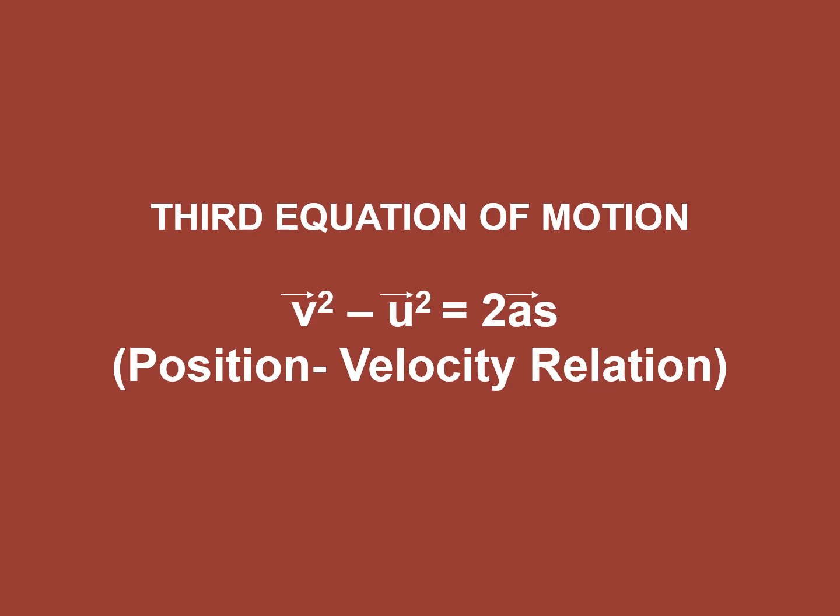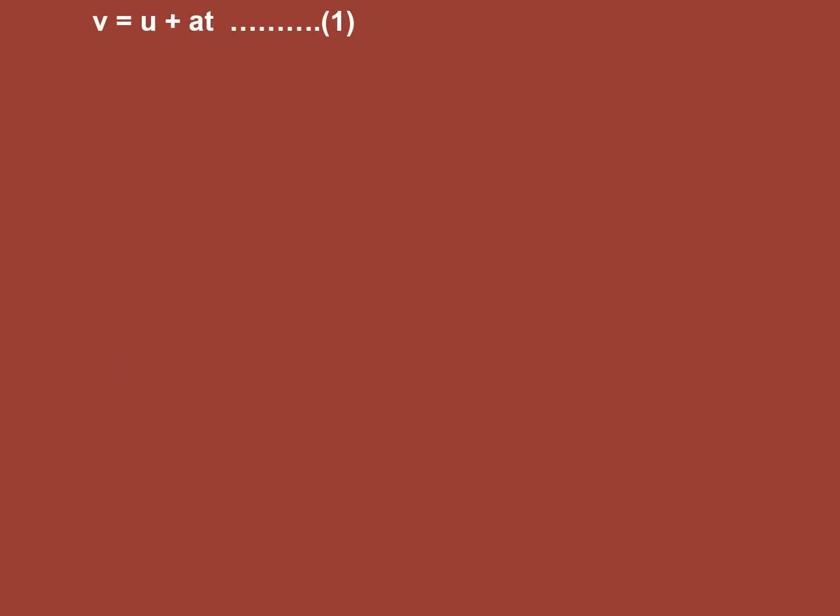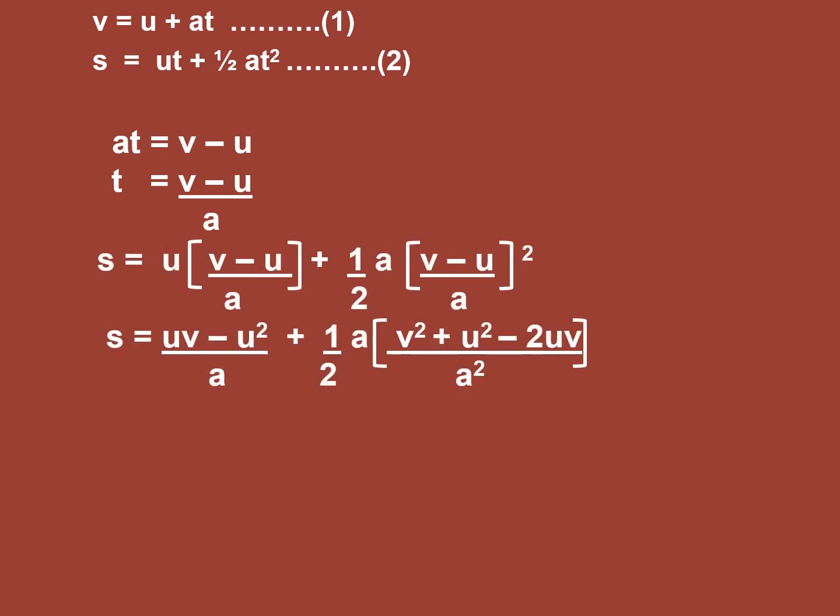Coming to the third equation of motion, v square minus u square equals to 2as, also known as the position velocity relation. It does not have the component of time. Substitution method: now we have the first and second equations of motion. From the first equation of motion, we get t equals to (v minus u) upon a. Placing this value in the second equation of motion, we get s equals to u multiplied (v minus u) upon a plus 1 by 2 a multiplied ((v minus u) upon a) whole square.